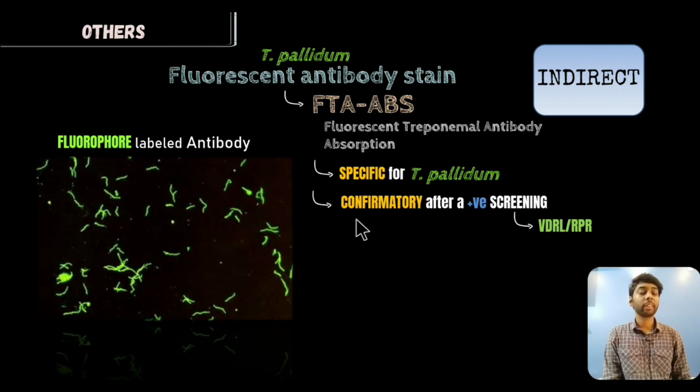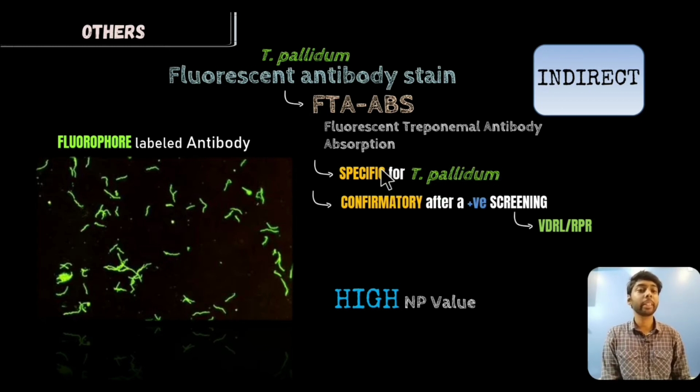So there is no chance that we will get a false positive result. Another advantage is that we can confirm a case of syphilis after we screen for syphilis with VDRL or RPR. So it can be used as a confirmatory test, unlike the dark field microscopy. And as I said, the test is very specific for Treponema pallidum, so there is a very slim chance that the test will give a false positive result.